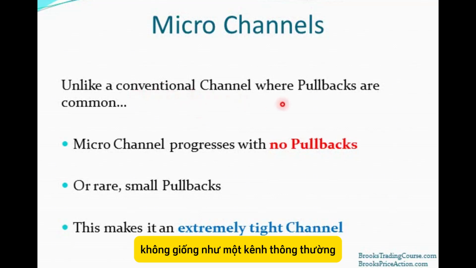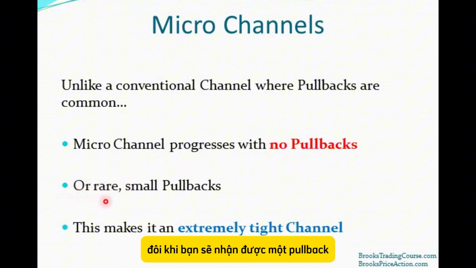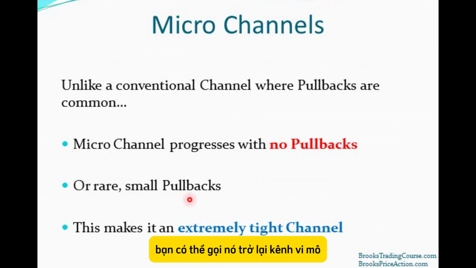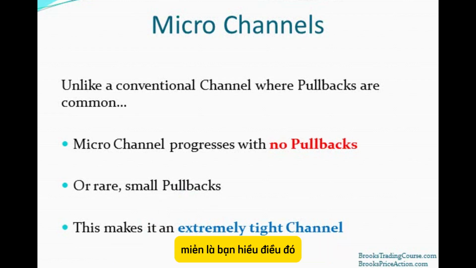Unlike a conventional channel where pullbacks are common, a microchannel progresses with no pullbacks. Sometimes you'll get one pullback and then the microchannel will continue for another 5 or 10 bars. You can call it back-to-back microchannels, or you can call it one very big microchannel, or you can call it an extremely tight channel. It doesn't matter what you call it, as long as you understand that it's a sign of very strong trending price action.